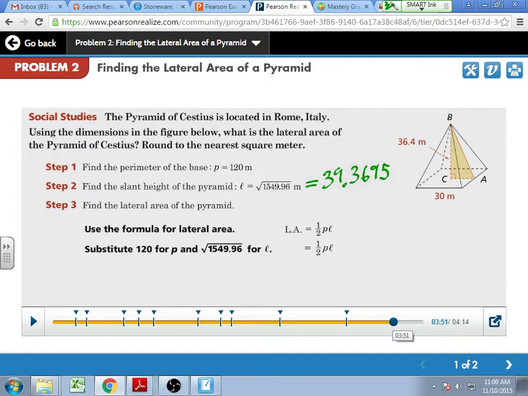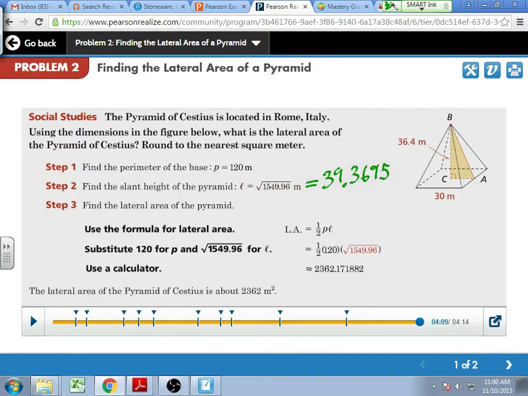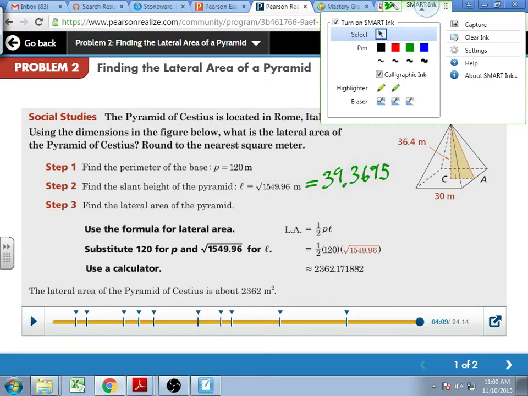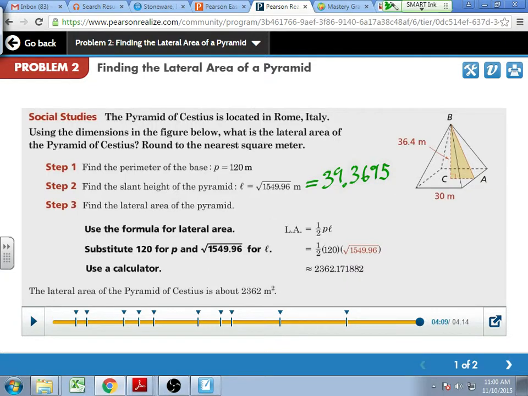Then we know our slant height now, so we can use our formula 1/2 P times L, because cursive L there is our slant height. Perimeter around the base is just 120, approximately.